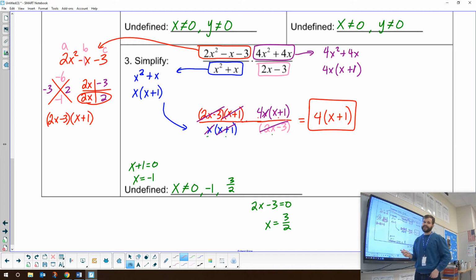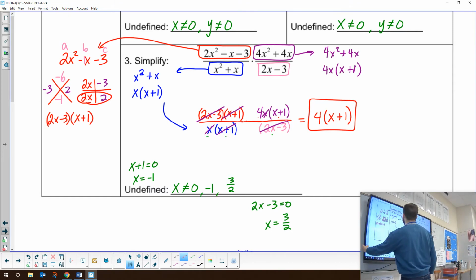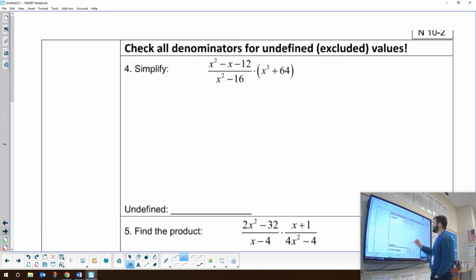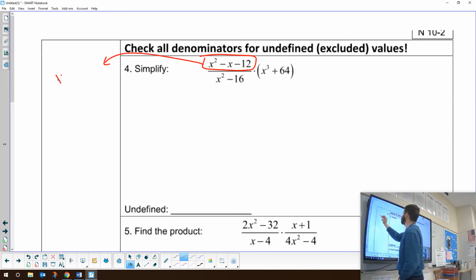We multiplied together, but it really is just like yesterday. Whenever we multiply, we just factor and put those on top together, factor, put those two on bottom together, and then cancel out anything we can. Okay? All right, let's turn the page and try another one. So, number 4. We're going to start off, let's factor out this top one. So, let's take this x squared minus x minus 12 off to the side.